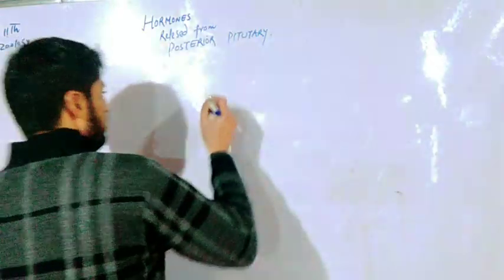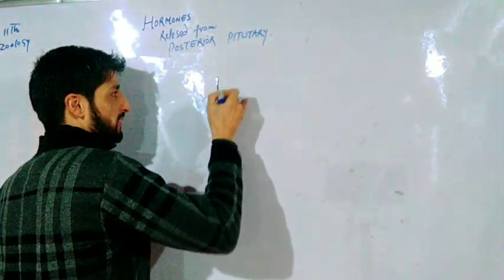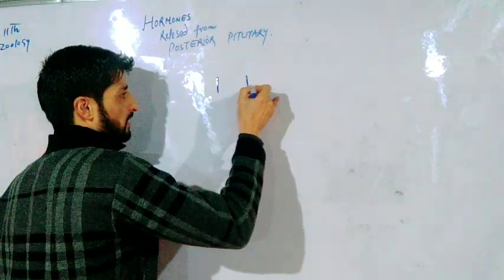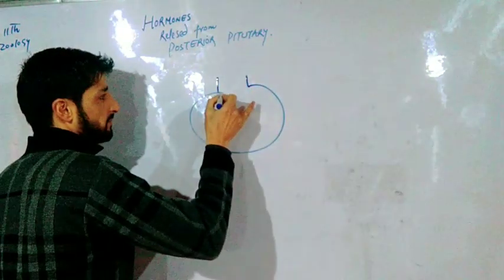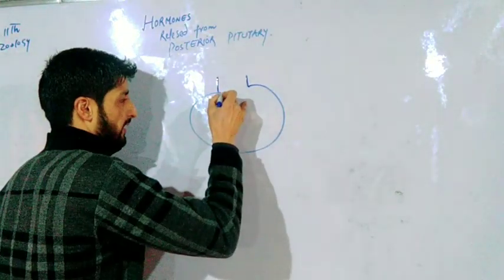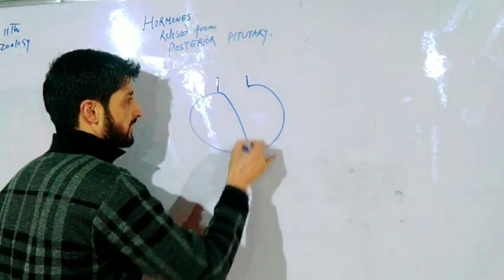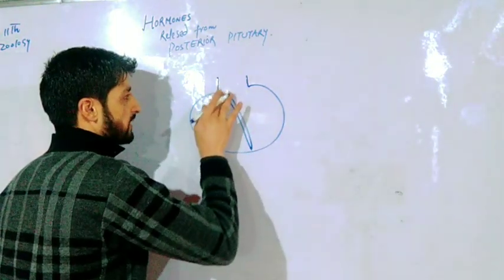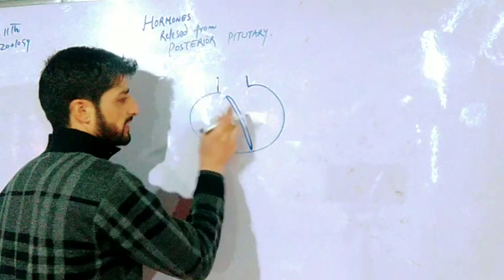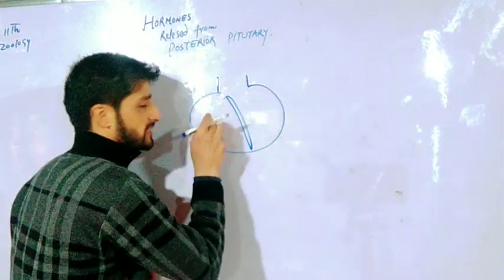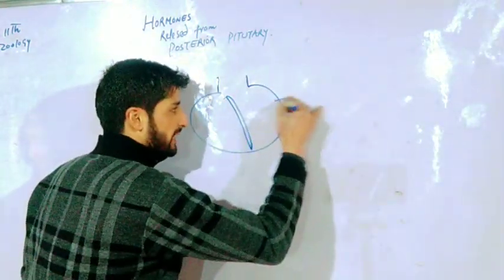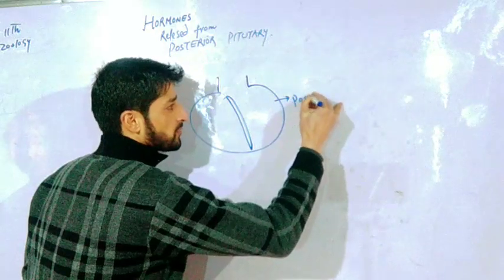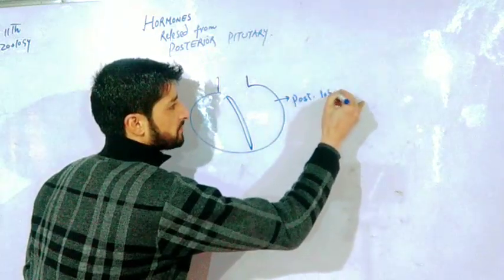So you people are already aware of the fact that if this is the pituitary gland and this is the intermediate lobe of the pituitary gland, pars intermedia, this is the anterior lobe, and this part being the posterior lobe of the pituitary gland.